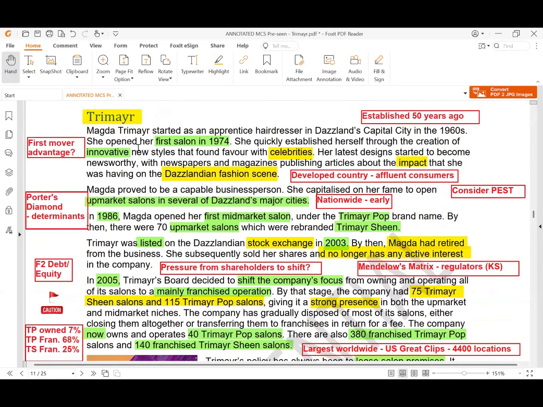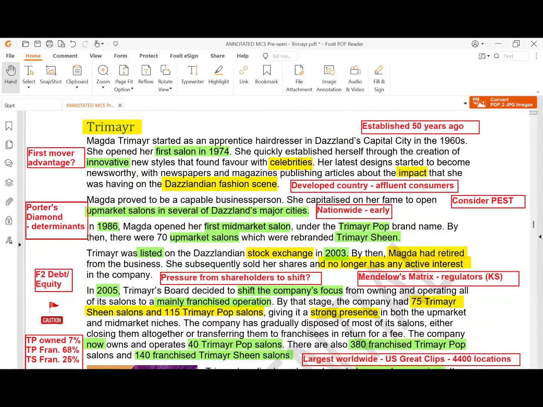Okay, so what have we got this particular sitting for Trymar? What we've got clearly is a company that's involved in hairdressing and indeed hairdressing franchising. Let's note that this company is very, very well established, over 50 years ago. Now, the overall background in relation to Magda, for me, isn't that important. Okay, she's no longer with the company. She sold out. I'm not surprised. She must be in her 70s or 80s at least.